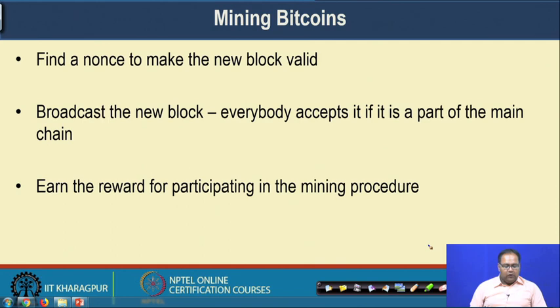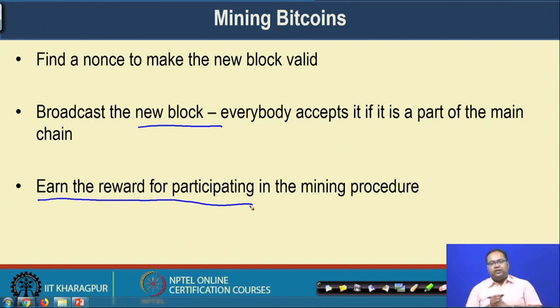Okay. So, this way the block gets broadcasted in the network, and whenever a miner finds a new block by participating in the mining procedure, they earn a certain reward for participating. This runs in different rounds, so at every time instance you are generating new blocks one after another.